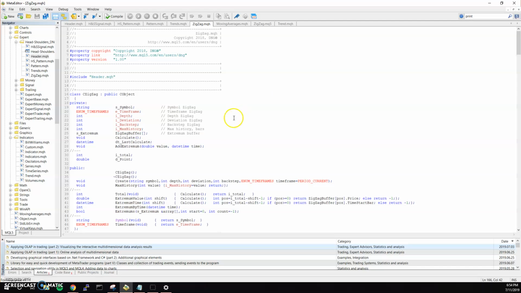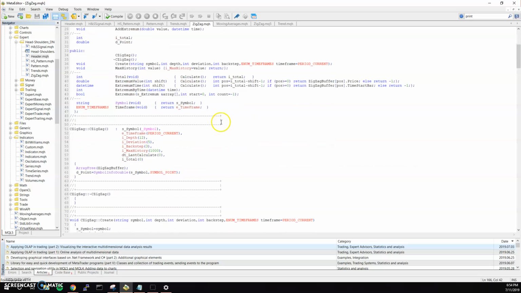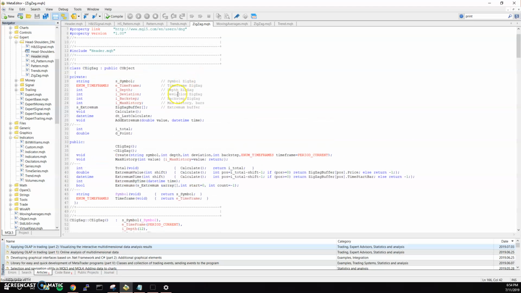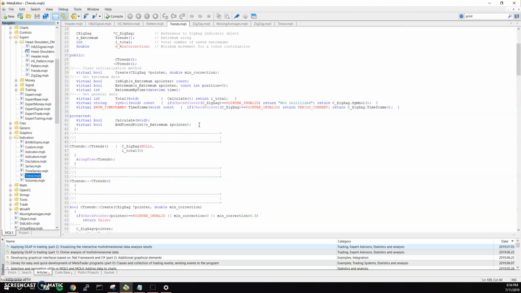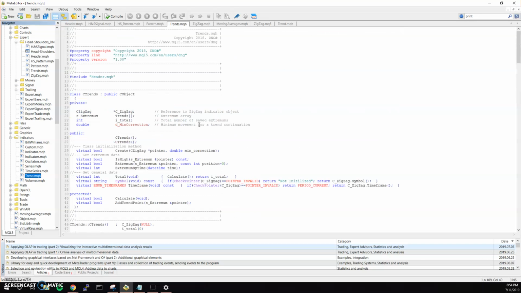So, back to it, this zigzag class, essentially, helps us to recognize those extremes, those highs and those lows. That's what it's for. But there's also this class trends, which is also based off of an indicator. See right here, this trend indicator. What this trend indicator helps us to do is validate our extremes, to make sure they have the right amount of data so they work properly.